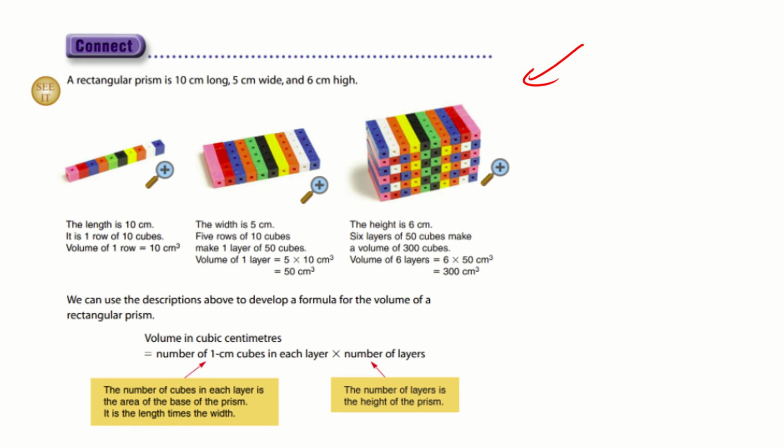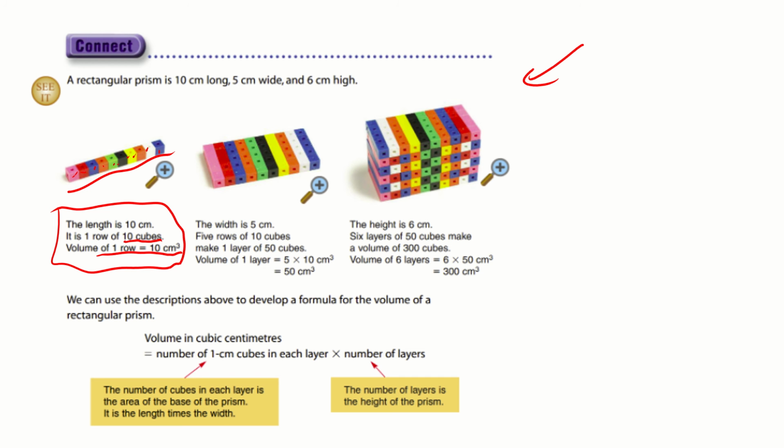A rectangular prism is 10 centimeters long, 5 centimeters wide, and 6 centimeters high. What they did, you guys, was they took blocks to represent that. Each one of these is 1 centimeter. 1, 2, 3, 4, 5, 6, 7, 8, 9, 10. So the length is 10 centimeters. It is 1 row of 10 cubes. So the volume of 1 row is 10 centimeters cubed. Don't worry about that though. All we're doing is looking at the length.